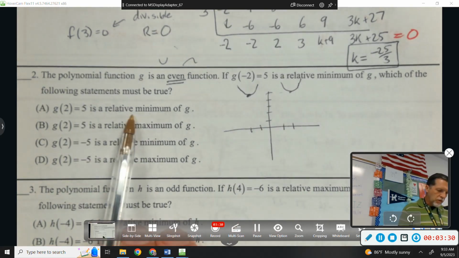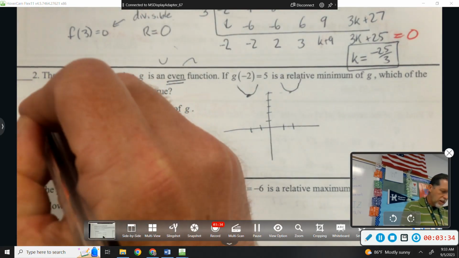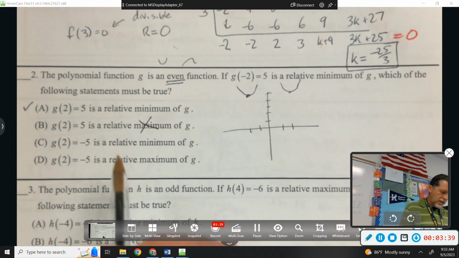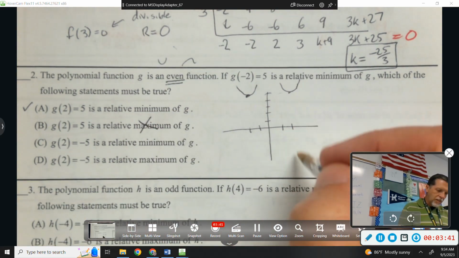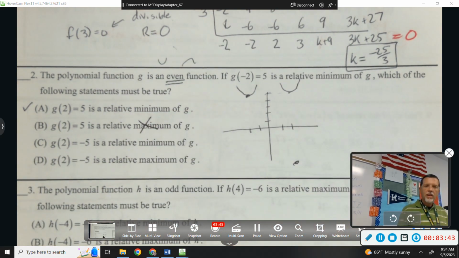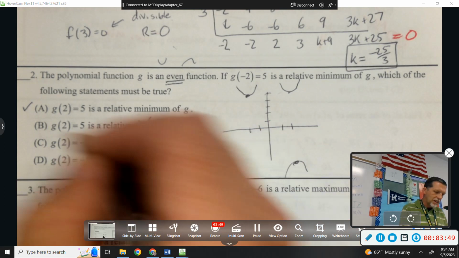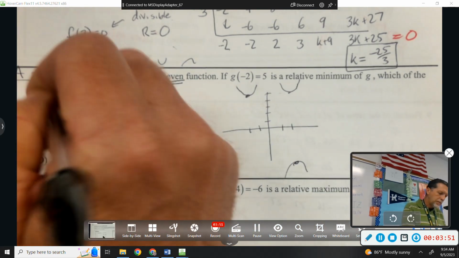G of 2 equals 5 is a relative minimum. I think that's right. G of 2 equals 5 is a relative maximum. No, that's not it. G of 2 equals negative 5. No, that'd be like if it was an odd function and got reflected over here, but that's not it. So yeah, it's A.